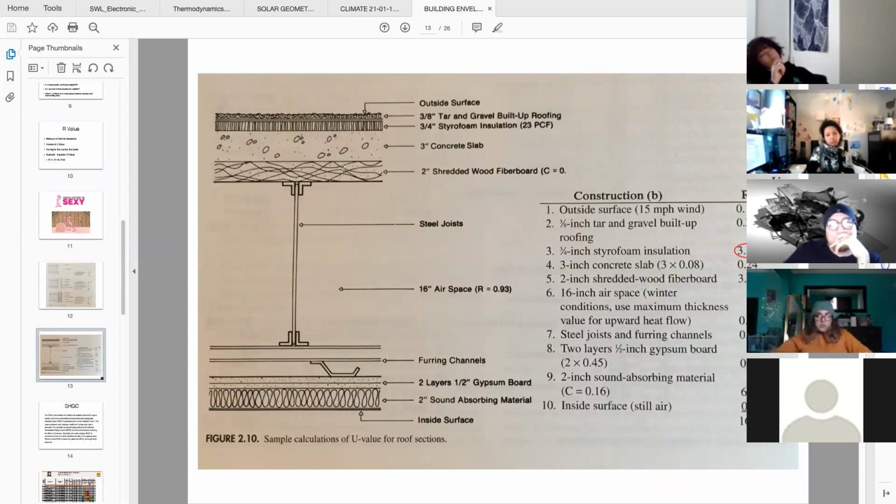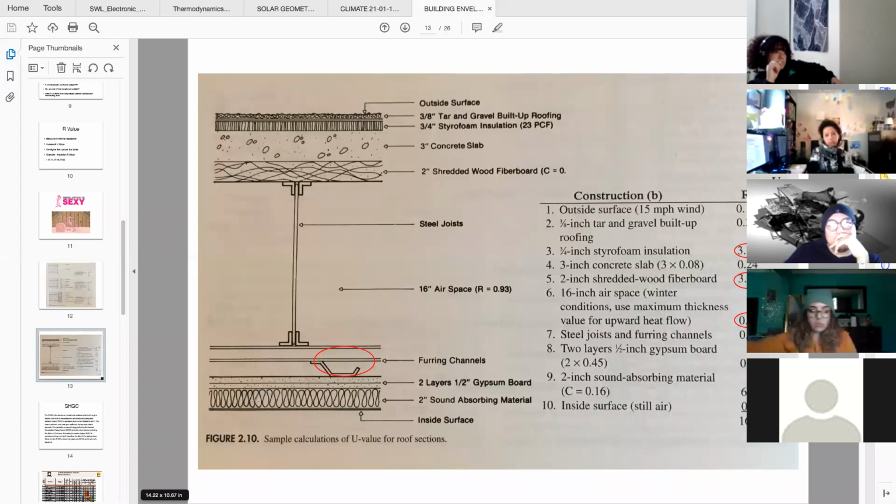We have concrete, wood fiber board, which is also giving us a fair amount of insulation value. Straight up empty airspace, very, very low insulation value for that 16 inches. We've got steel studs and furring channels, so those layers.